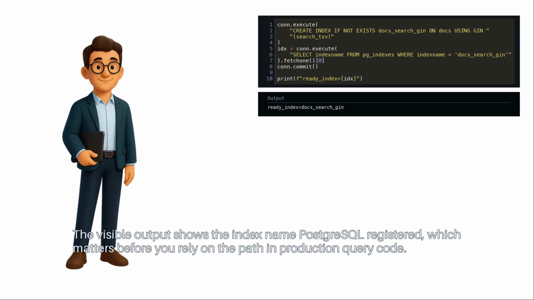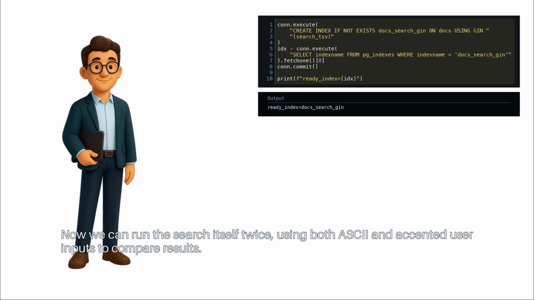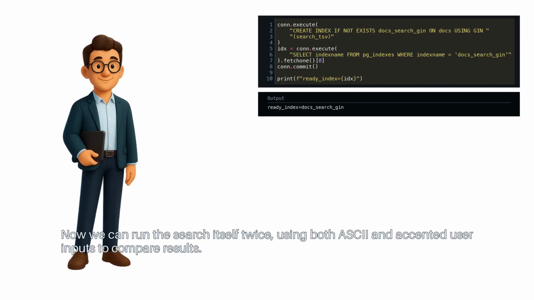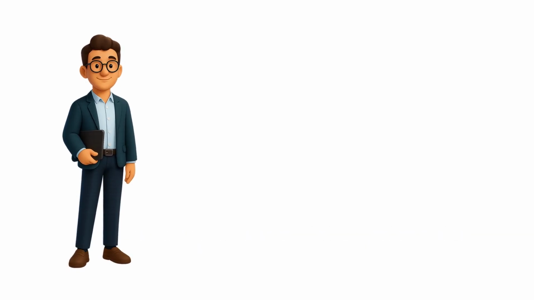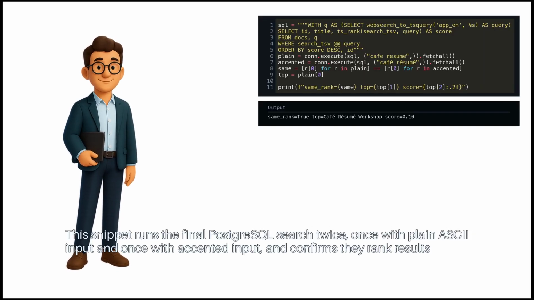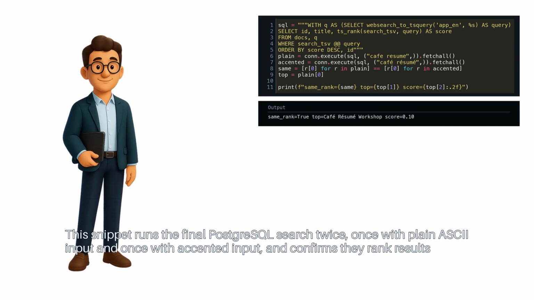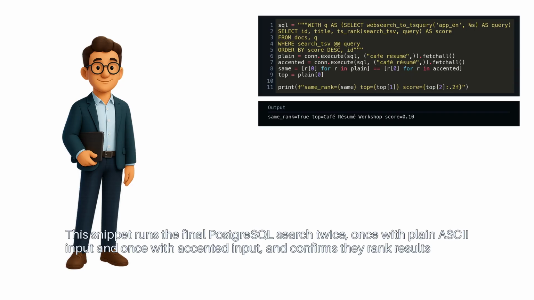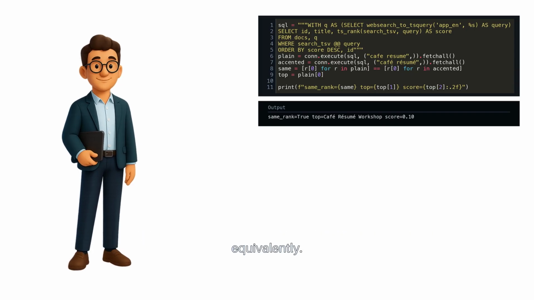Now we can run the search itself twice, using both ASCII and accented user inputs to compare results. This snippet runs the final PostgreSQL search twice, once with plain ASCII input and once with accented input, and confirms they rank results equivalently.